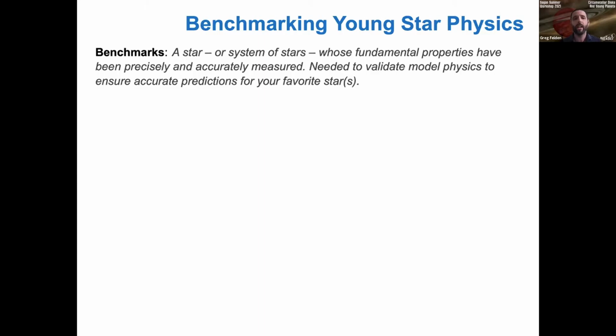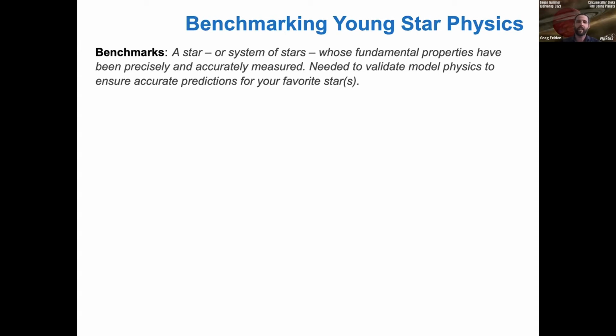And so what we want are a set of stars, or a group of stars, whose fundamental properties have been really well determined. They've been well studied, well characterized. These are what we would call our benchmark stars or benchmark systems. These benchmarks are needed to validate the model physics so that you, a user of stellar models, can ensure that the predictions from the models are accurate, and you can infer the mass of your star, the radius of your star, whatever property it is that you might need for your disk or exoplanet studies.